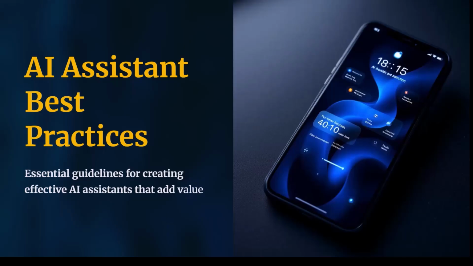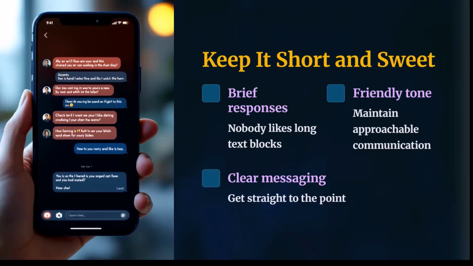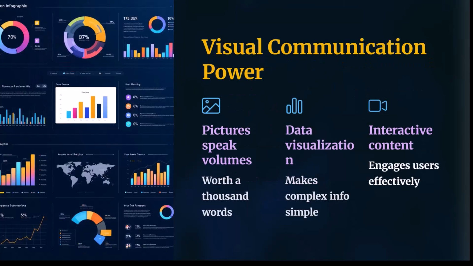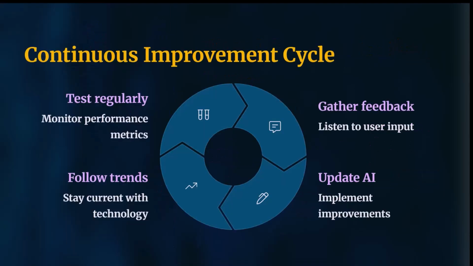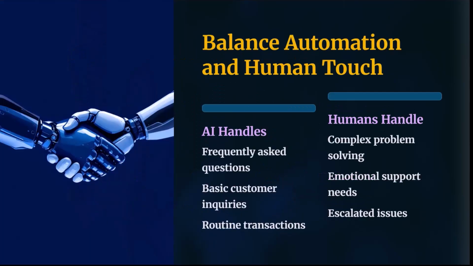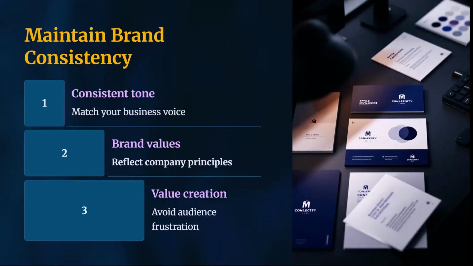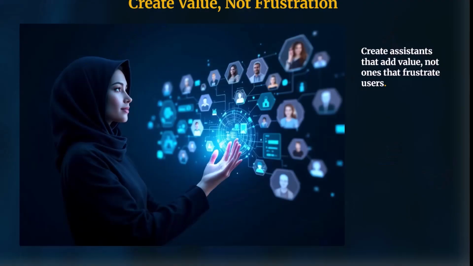Section 12. Best practices. Here are a few best practices to keep in mind. Keep responses short and friendly. Nobody likes long blocks of text. Use visuals where helpful. A picture is worth 1,000 words. Test regularly. Update your AI based on user feedback and new trends. Don't over-automate. Let your AI handle FAQs, but allow human help when needed. Stay on brand. Make sure your AI speaks in a tone consistent with your business voice. Following these tips will help you create an assistant that actually adds value, not one that frustrates your audience.